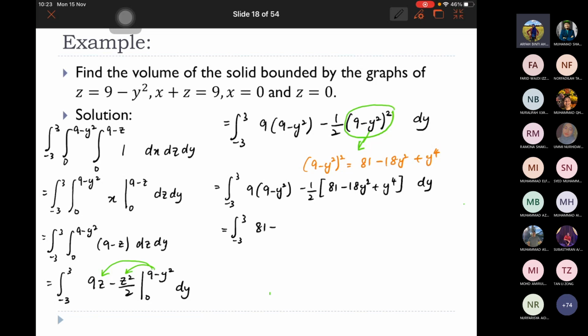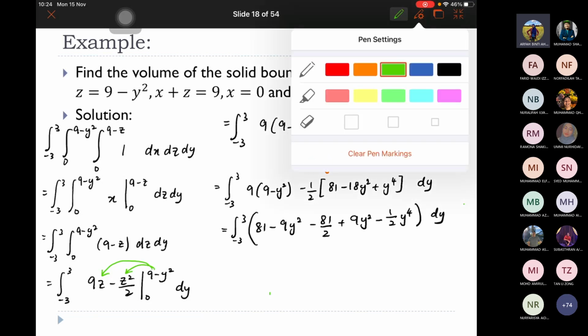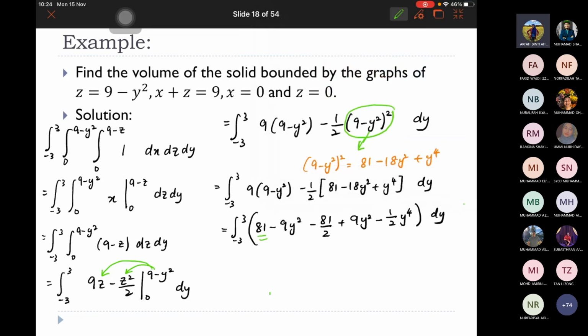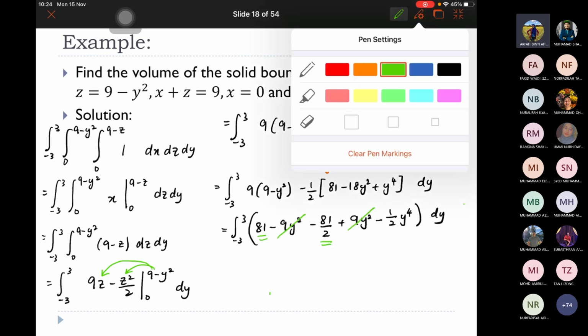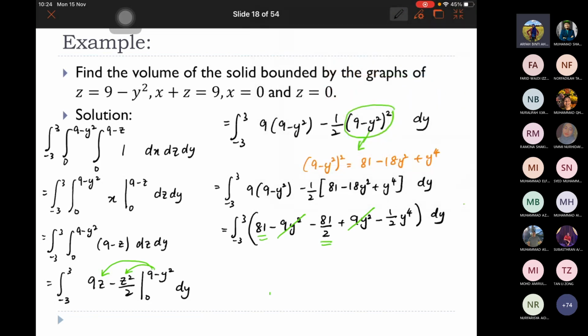Sama dengan negatif 3 sampai 3. 9 kali 9. 81 tolak 9 Y kuasa 2. Tolak 81 per 2 tambah 9 Y kuasa 2. Tolak 1 per 2 Y kuasa 4 dy. So, 81 here. Okay. Yang ini boleh settlekan dengan 81 per 2. Negatif 9 Y kuasa 2 tambah 9 Y kuasa 2. Itu dah habis. This one akan jadi integrate negatif 3 sampai 3.